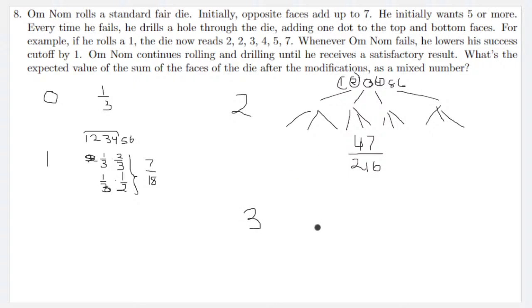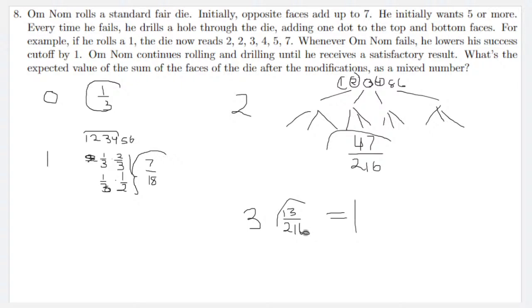To save your time during the contest, once you find the 2 drill value, you don't need to do any further computation to find the 3 drill case. Because we know that 4 drills can never occur, we just proved that. So now, this probability plus this probability plus this probability plus this probability must equal 1, right? Because these 4 cases encompass all of the possibilities. So you just subtract these 3 probabilities from 1, and then you get here 13 over 216.